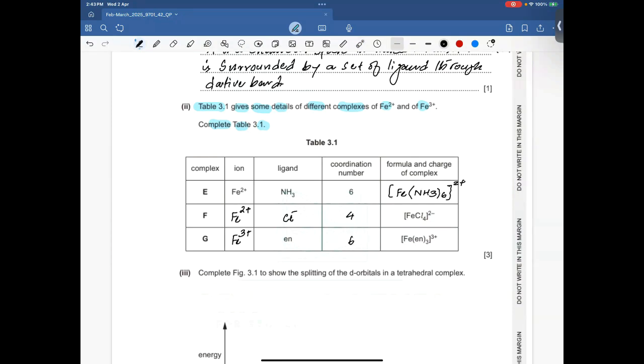Coordination number is 6. Coordination number is basically the number of dative bonds. Since 3 bidentate ligands are attached to the transition metal ion, in total it can form 6 dative bonds, which is why I will write 6 instead of 3. All right.